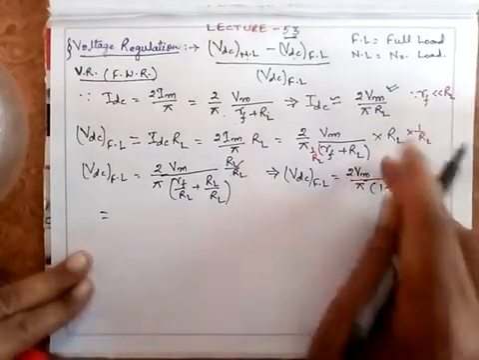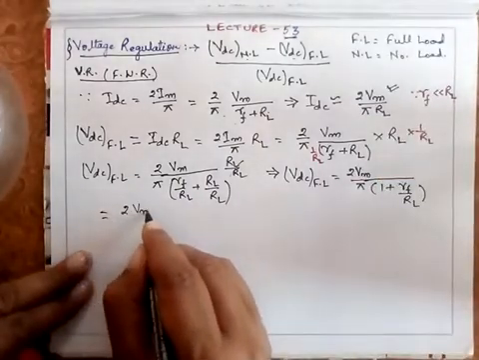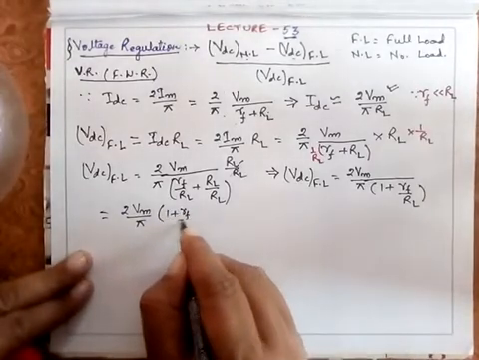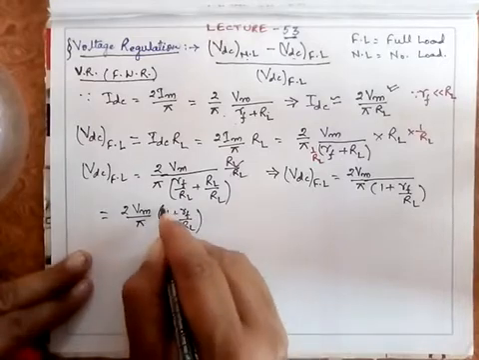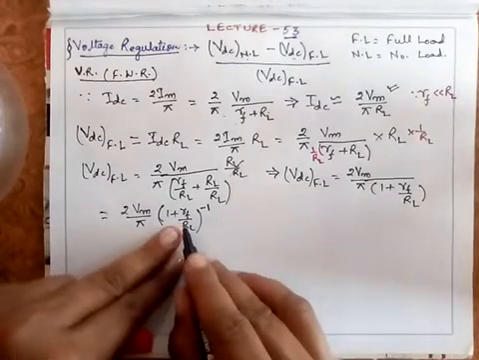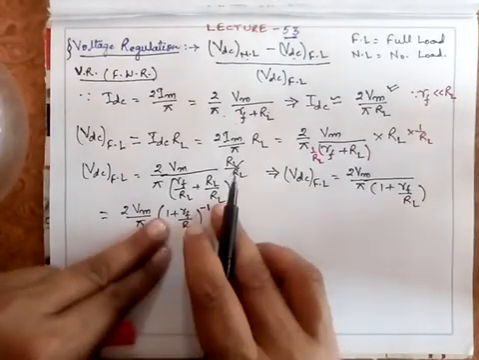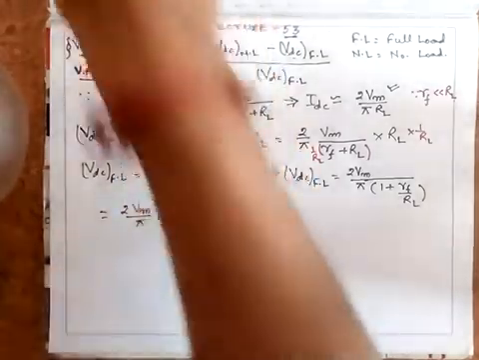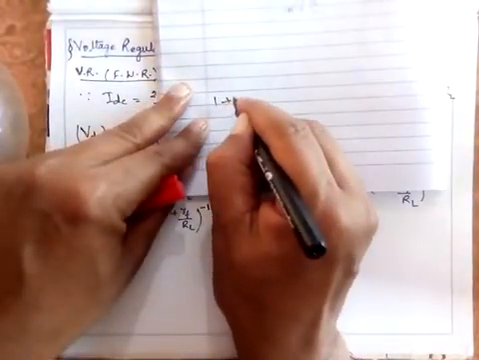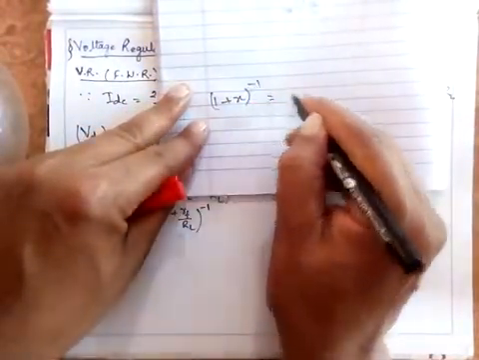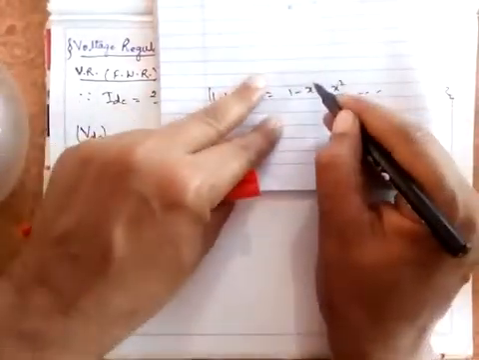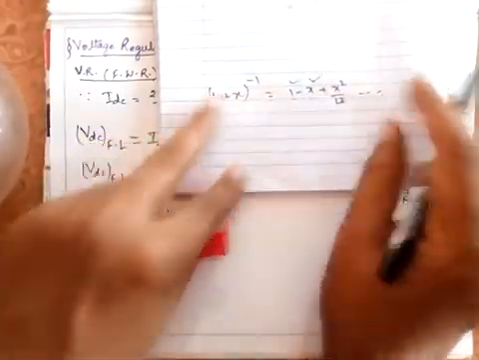Or I can say that this is equal to, if I bring it in the numerator, twice Vm by pi into 1 plus Rf upon RL. Can I say it is equal to this to the power minus 1? In the numerator it will be power minus 1. Now I expand this binomially. That is 1 plus x to the power minus 1 is equal to 1 minus x plus x square upon factorial 2. You must be knowing this. And so on. Now I move only up to first term only, 1 minus x, and I neglect the higher terms here.